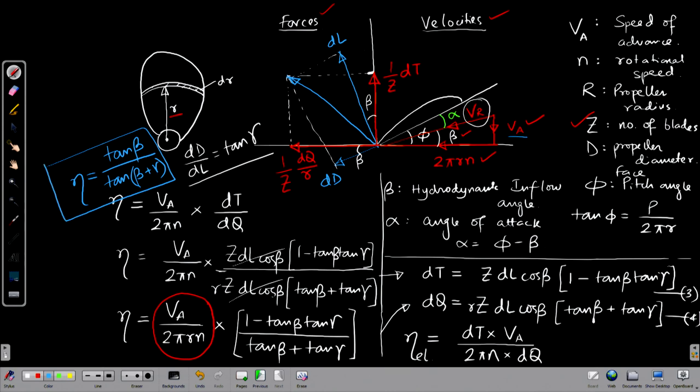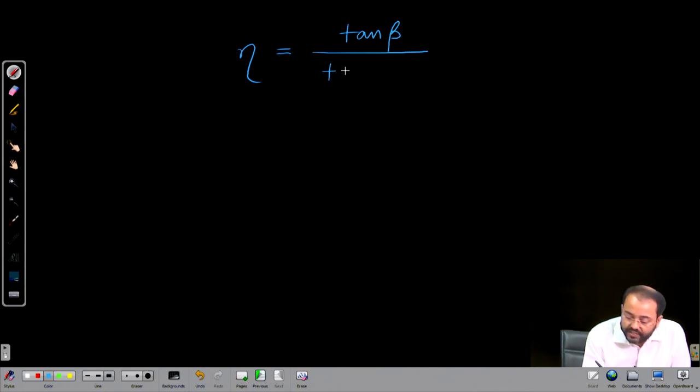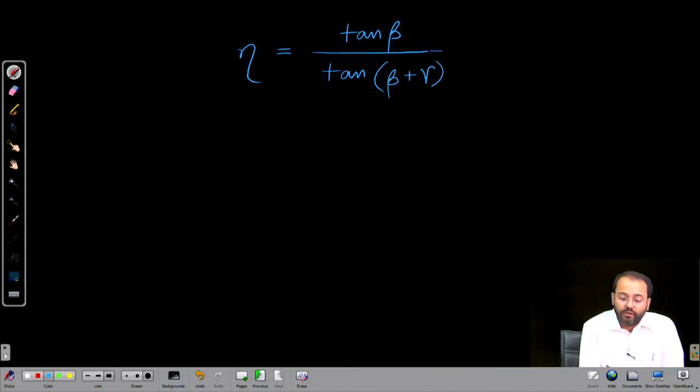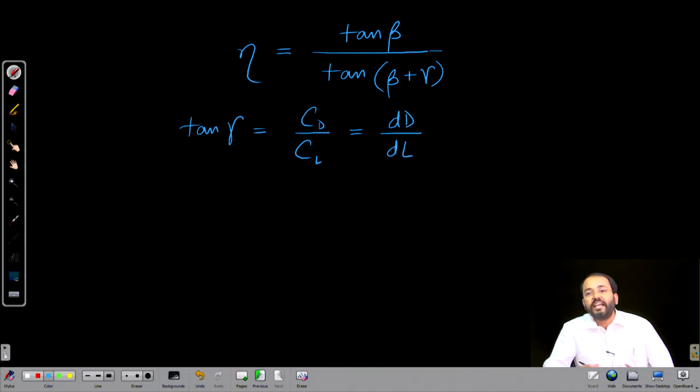Okay. From here, right. Now, let us look into the efficiency equation directly, equal to tan beta by tan(beta plus gamma). Now, how is gamma defined? Tan gamma is defined as CD by CL, okay, or the sectional drag by sectional lift, because CD and CL are obtained by dividing dD and dL by the same quantity, which is half rho A V square. Okay.